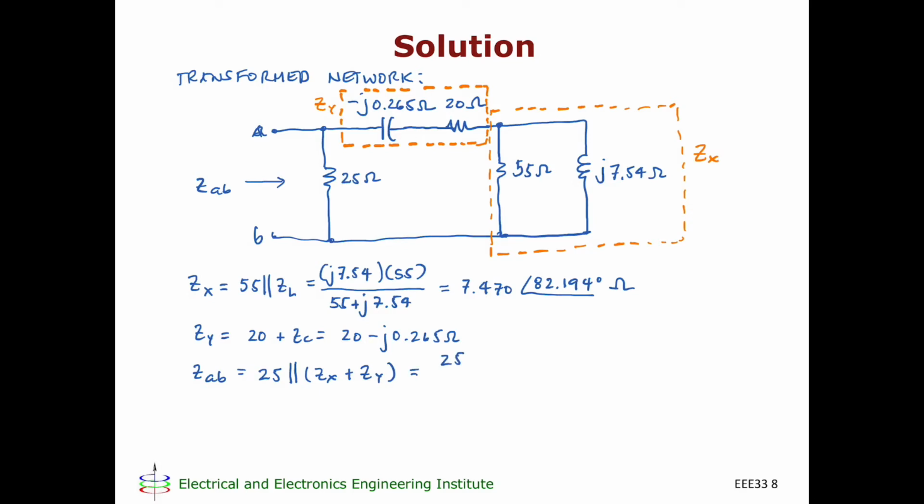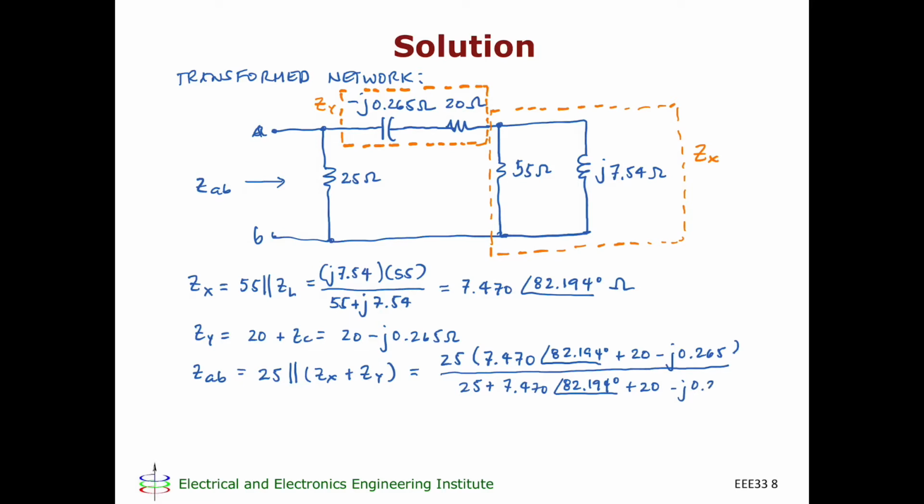I write that out. That's 25 multiplied by 7.470 at an angle 82.194 degrees plus 20 minus j0.265, all over 25 plus 7.470 at an angle 82.194 degrees plus 20 minus j0.265.